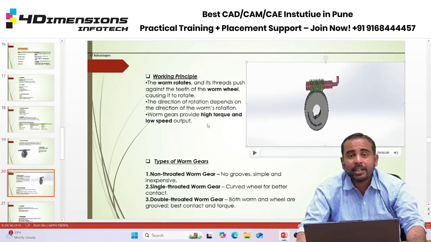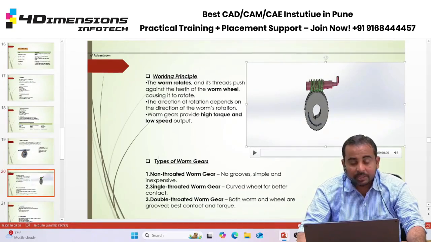Types of worm gear. There are certain types of worm gear also here. The first type is non-threaded worm gear. There are no grooves, simple, and they are inexpensive. Means on the shaft there will be no grooves. They are simple in design as well as inexpensive. Second one is single throated worm gear, where there is a curved wheel for better contact alignment. The third one is double throated worm gear. Both worm and wheel are grooved. Best contact and torque. So the output of the torque is best, as well as the contact will also be good here.